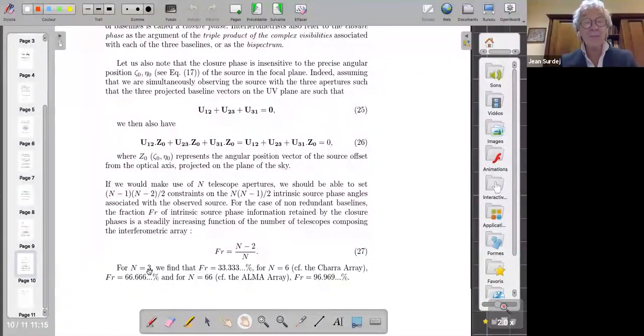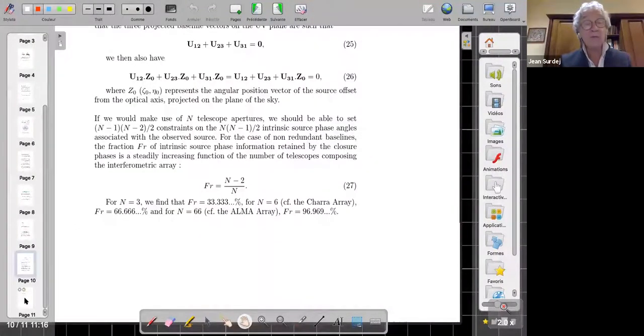So for n equal three, so we are using three telescopes, we find that the fraction of information you may retrieve on the intrinsic source phase is 33.333%. If you take six telescope apertures, like the Sierra array, so you set n equals six here, you find that, wow, it's already 66.7%. So it's a lot of information. Now, if you take the ALMA array, consisting of 66 individual apertures, you'd find that you may recover almost 97% of the information on the phase information due to the source.